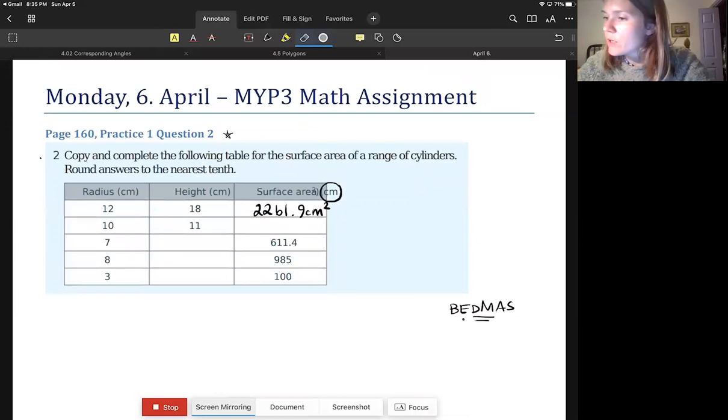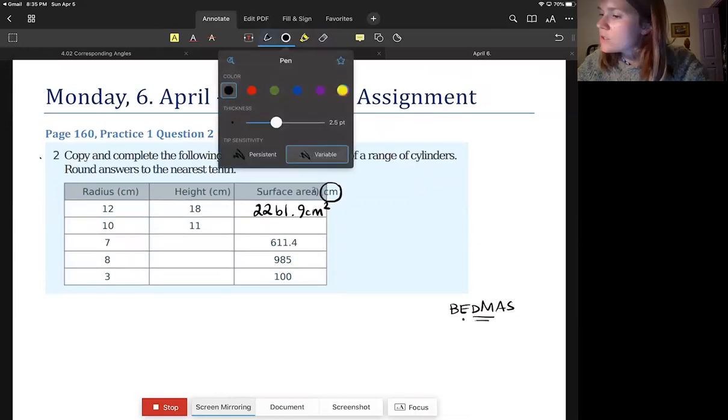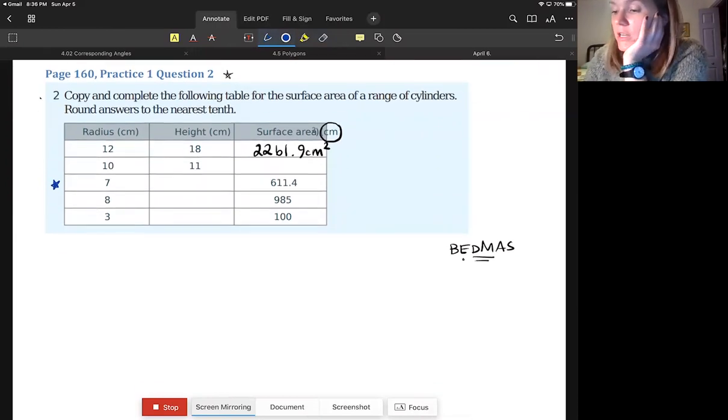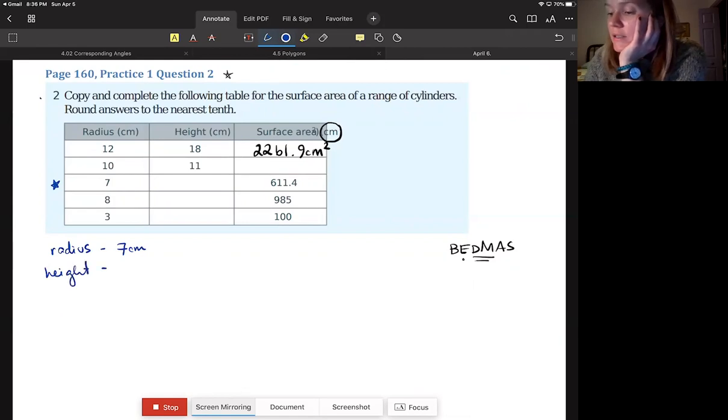So the next one that I want to do here is this one here. Okay, quickly see if I can paste that. All right, so I want to first identify all of the information that I have. So I've got my radius, that's 7 centimeters. I do not have my height, and my surface area is 611.4.